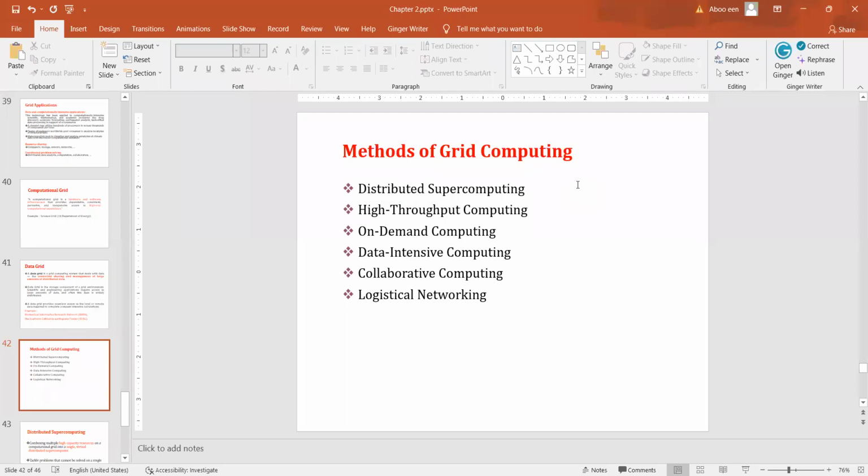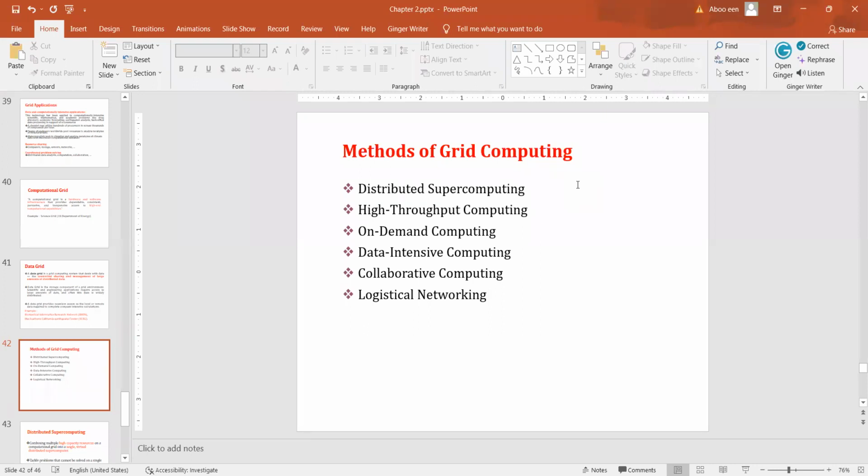Under grid computing, there are different types of methods or architectures. So what are those? Distributed supercomputing, high throughput computing, on-demand computing, data intensive computing, collaborative computing, and logistical networking.